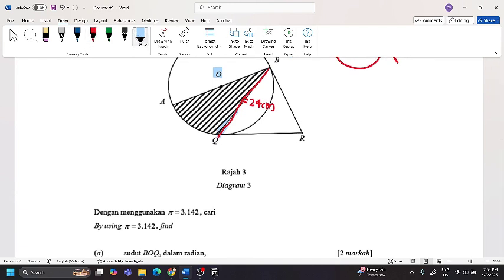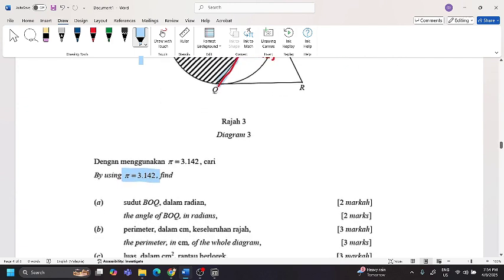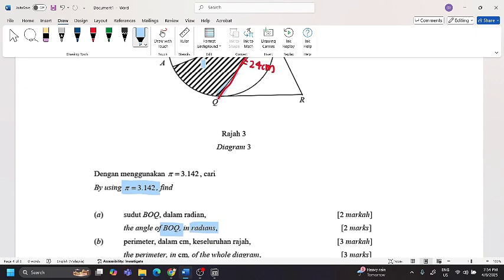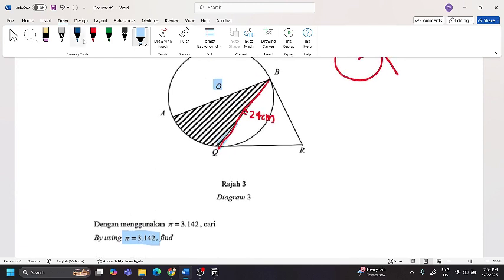By using pi equals 3.142, remember this one, okay? You don't press the pi on your calculator. You use pi as 3.142. Find, first, look at A: the angle of BOQ in radian. In radian. Angle BOQ. This is the angle you want to find.